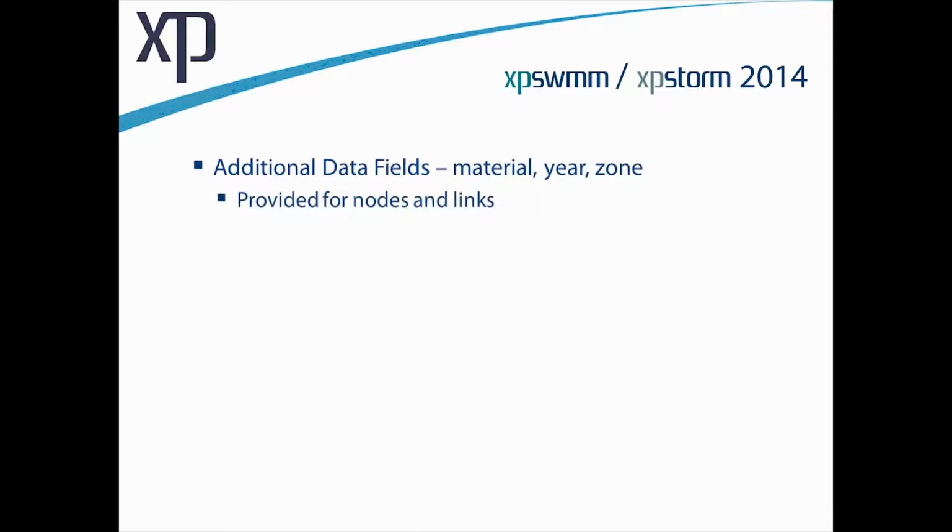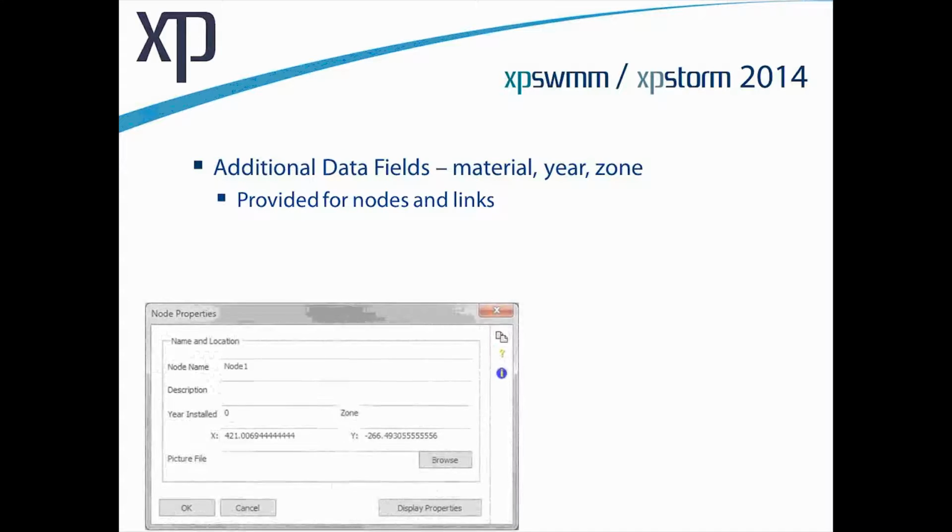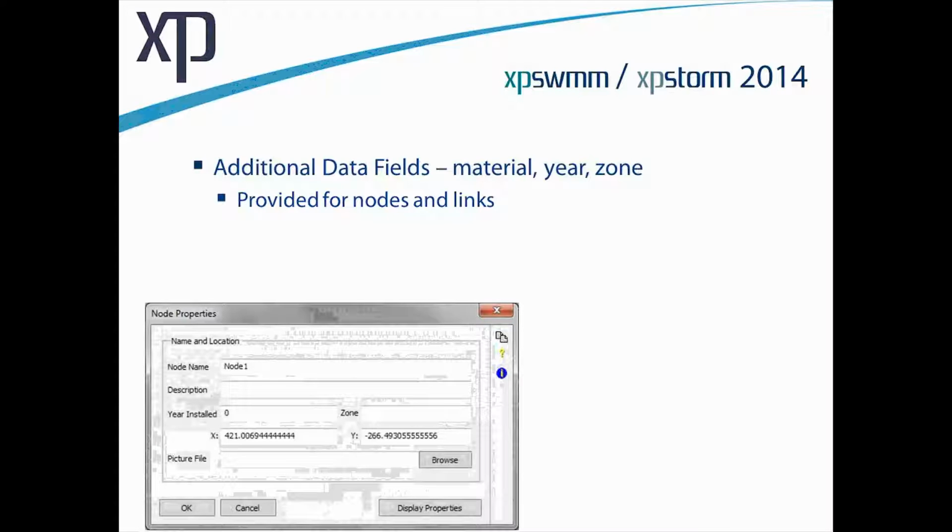We've also added some additional data fields. It's now possible for nodes and links to have a material, a year, and a zone. This is really important for sewer modelling, but also applicable to other areas of modelling. It's also useful for stormwater modelling to record the material. When we say year, we're talking about what year was the pipe or manhole or pit installed. It's really a good way to track asset management functions.